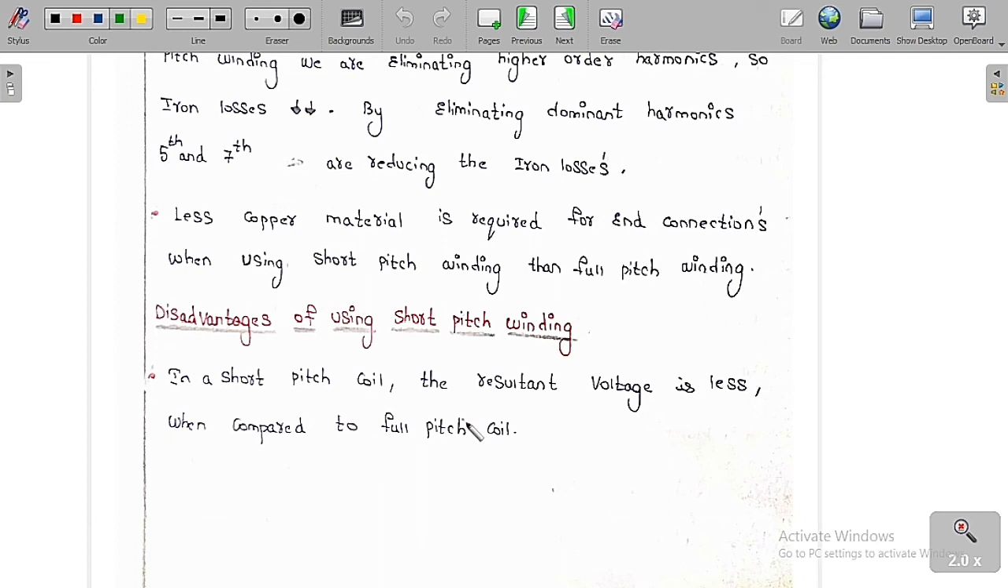So 2E cos(alpha/2) is lesser when compared to 2E, because cos of alpha/2 is always less than or equal to 1. Therefore, the resultant voltage induced in the short pitch coil is always lesser when compared to the full pitch coil. So even though you get a lot of advantages, the only disadvantage of short pitch winding is that the resultant voltage across the conductors is going to decrease when compared to the full pitch coil. So these are some of the important advantages and disadvantages of the short pitch winding.